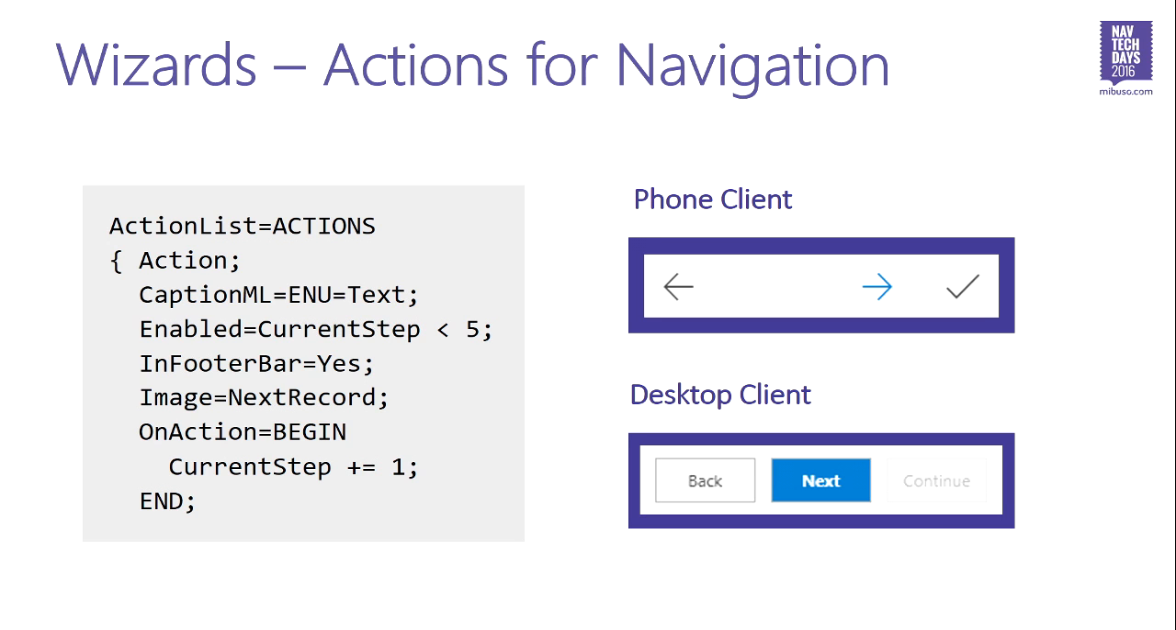So there are two properties that are important to remember. One is the info bar property. So if you set that to yes, the action will show up at the bottom of the wizard. And if you don't do that, they will not appear, because if you noticed, wizard does not have a ribbon, and that's because we wanted to promote simplicity inside the wizard, because it's meant for guiding users through some complex tasks. We don't want to use that for presenting data, for example.